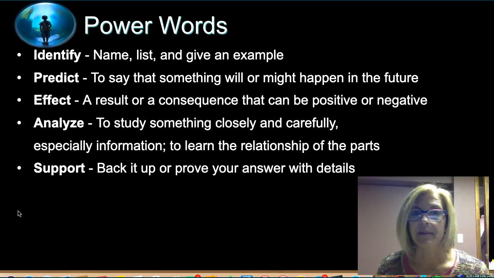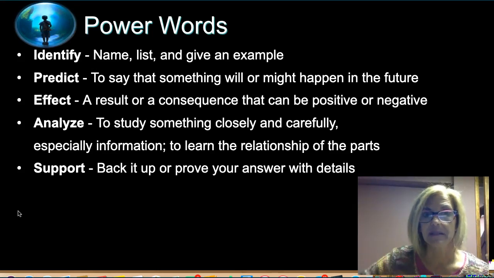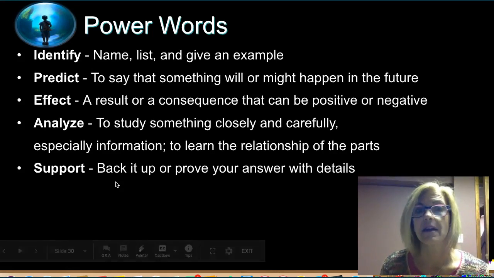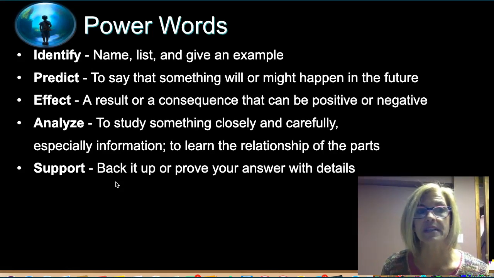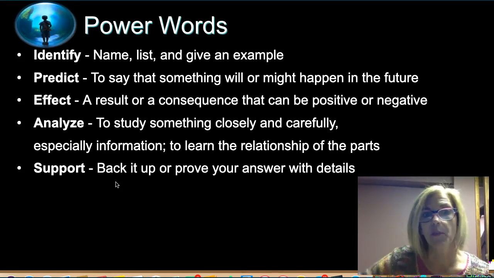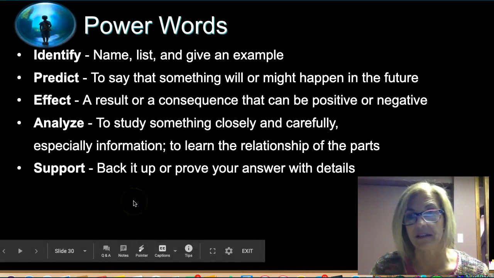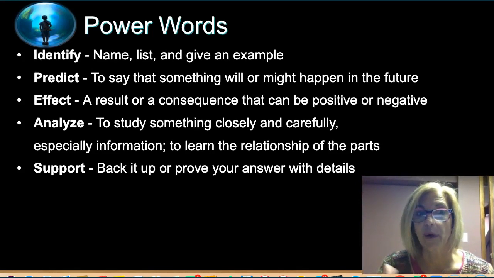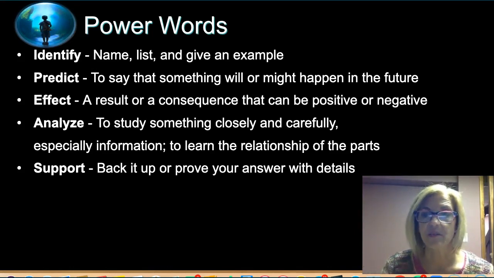Analyze, to study something closely and carefully. You will have to do this on this year's test. So they will give you information, they will give you experimental results. You need to analyze them. So you're looking for trends, you're identifying trends, and you're going to identify what in the data source allowed you to come up with those trends. Support, back it up, or prove your answer with details. So that would be taking what you read in the prompt, probably in the sample data, for example, and using that to support your claims.